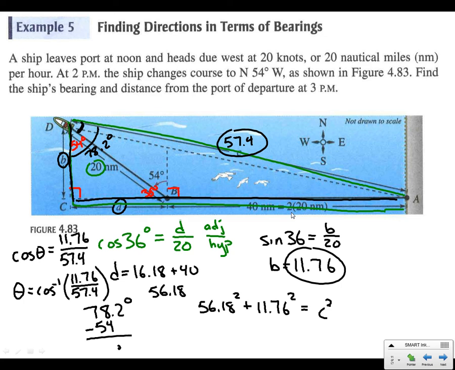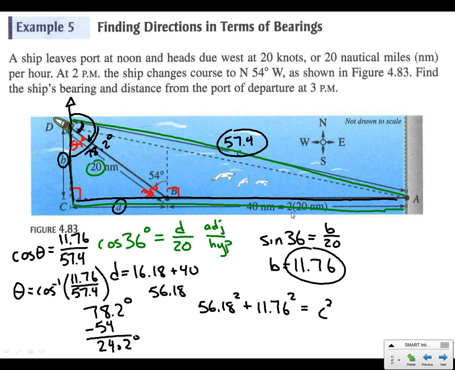And we end up with 24.2 degrees. All right, so we need to know our bearing. If we were pointed north, we would have to swing from here all the way over to here. What would that end up being?